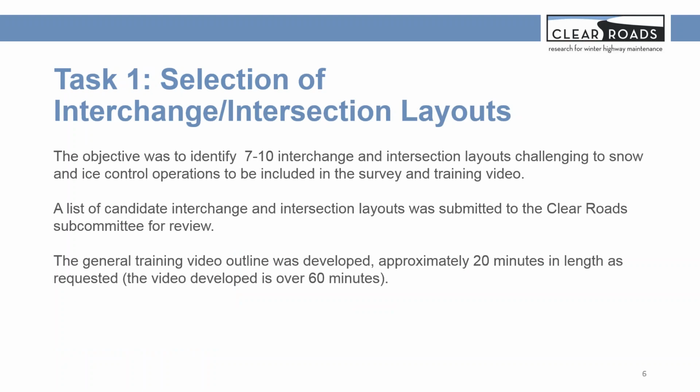There are 4 tasks in this project. The first task is the selection of interchange and intersection layouts. We all know there are so many of them out there, and we cannot handle all of them in one project. So the objective is to identify 7 to 10 configurations to focus on in this project. The team submitted a list of candidates to the Clear Roads Committee, and we finally selected 10 configurations, listed on the next slide.